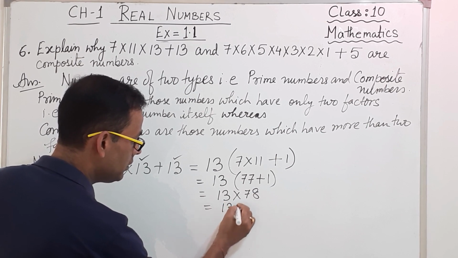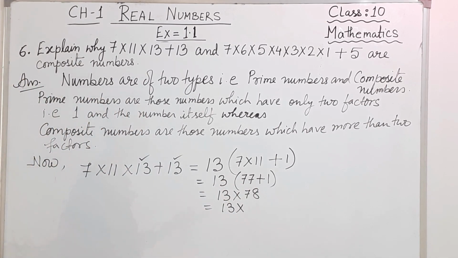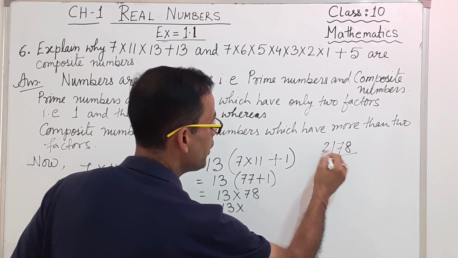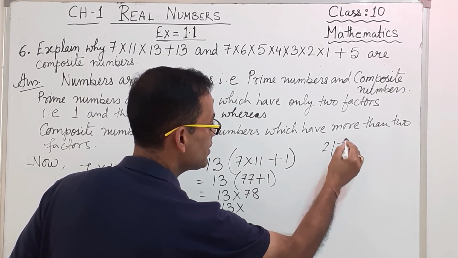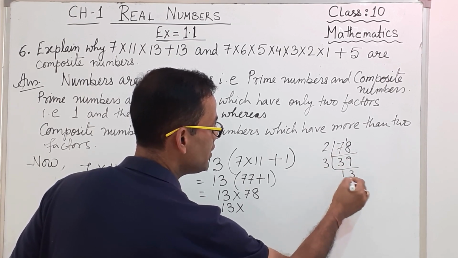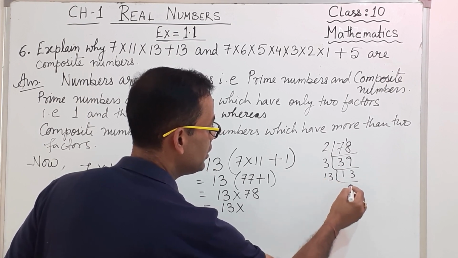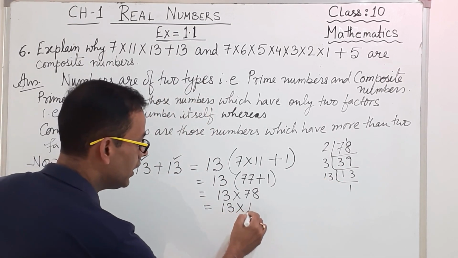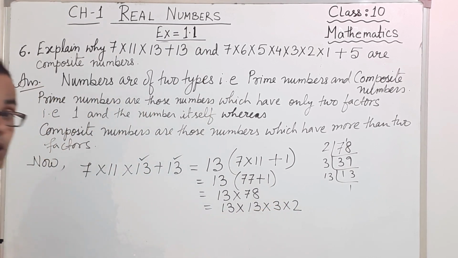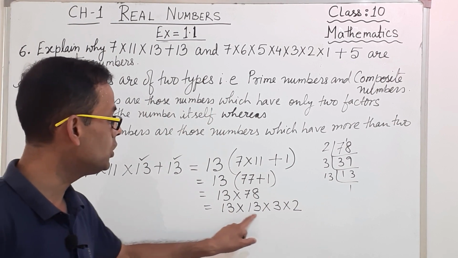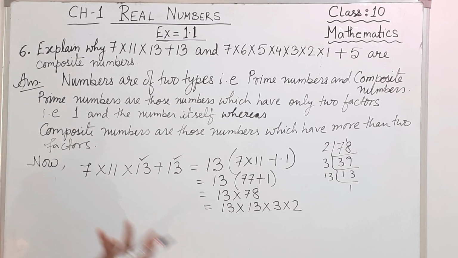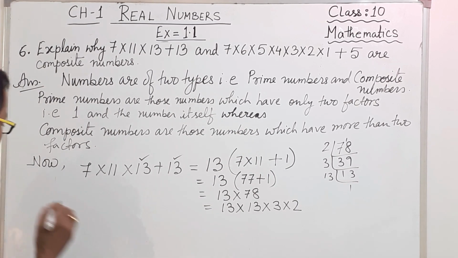Now, 78, you can again break it. So what do you get? 2 3s are 6, 2 9s are 18, again 3 1s are 3, 3 3s are 9. Again 13. So what you get here? 13, again here 3 and again 2. So you can see how many factors are there? 1, 2, 3, 4. So it is more than 2 factors. So what will it be? It will be a composite number.